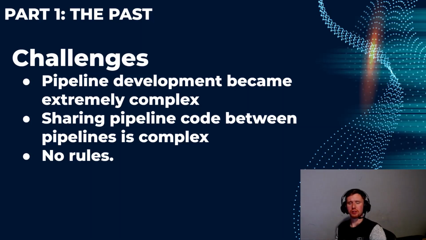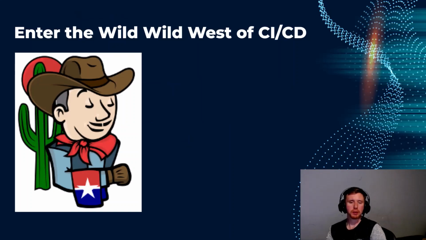How do we share code between pipelines? How do we keep that under control? There were just no rules. Jenkins, being the largest CI/CD software in the world historically, had no answer for this change because it just wasn't ready to handle all the different things. So it became the wild west of CI/CD, and we lived that for many years.